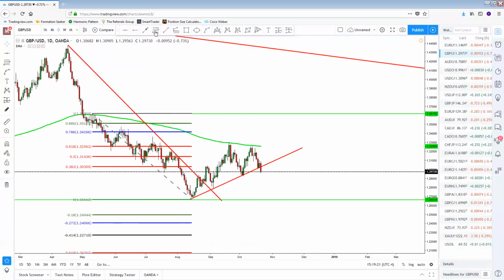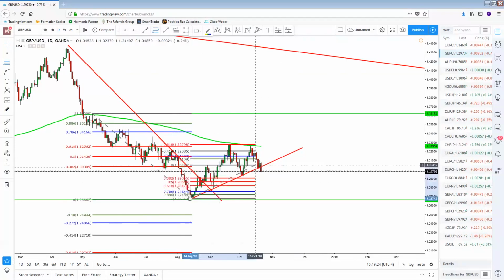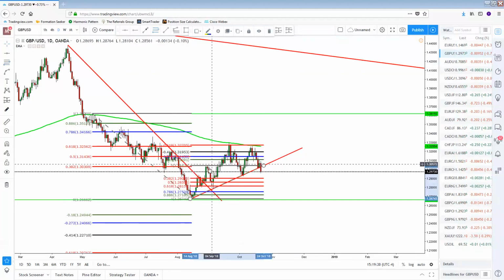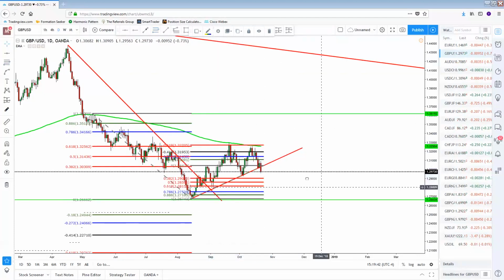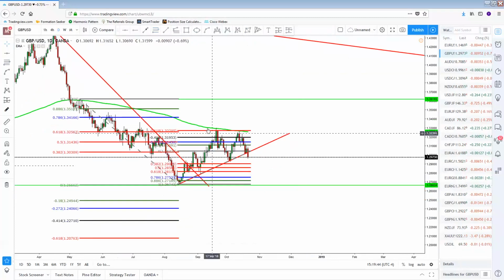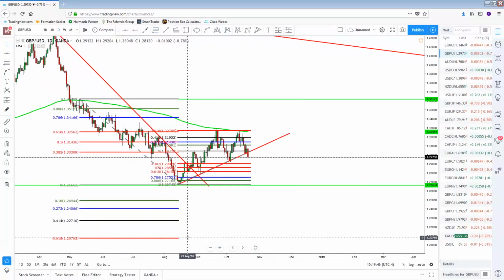Well, if we run a Fibonacci from this level to this level here, right there's that D extension at the 618. So right at this level here is the perfect Gartley pattern to get in a sell position with your stop loss up here and your take profit all the way down here. So based off of this, I am expecting price to hit this level.